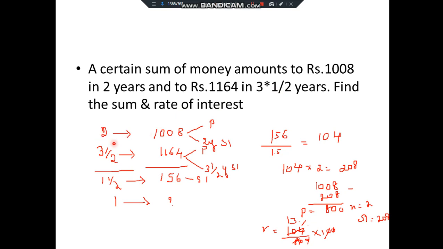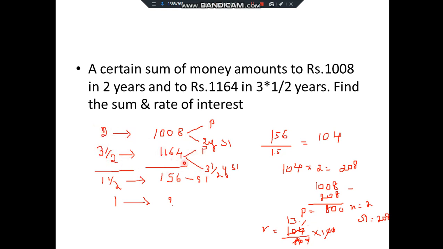For 2 years, it amounts to 1008. Okay, it is the amount and not the principal. Remember that, because principal never changes. Okay, only interest changes, which leads to different amounts. And for 3.5 years it is 1164. So in 1008 you will have principal as well as interest for 2 years, and in 1164 you will have principal and interest for 3.5 years.